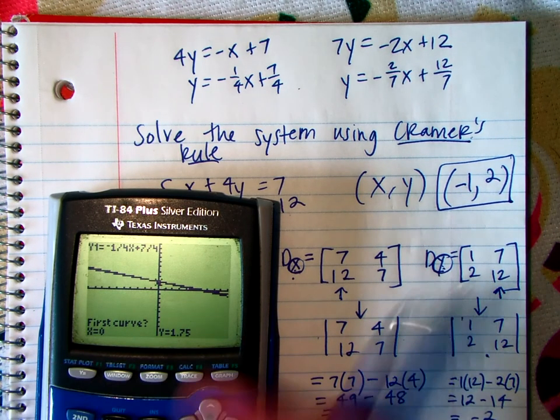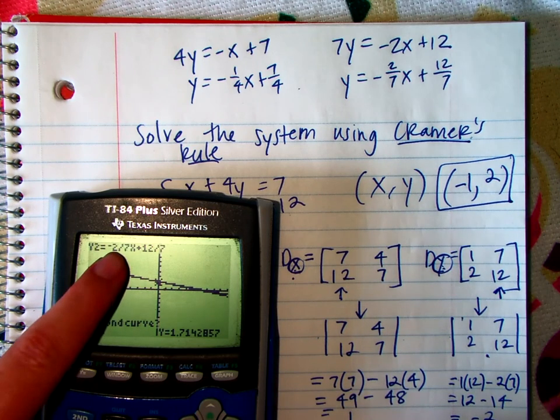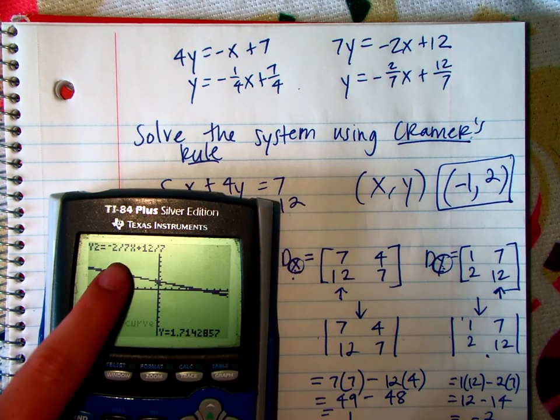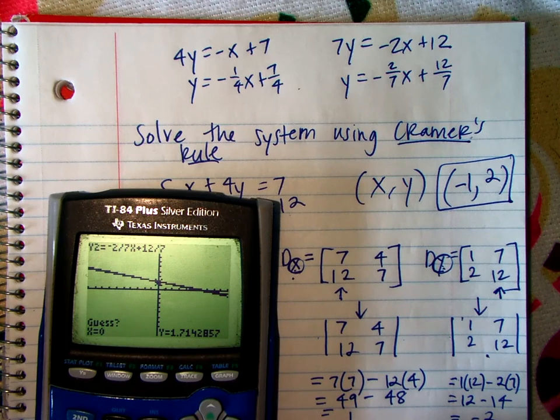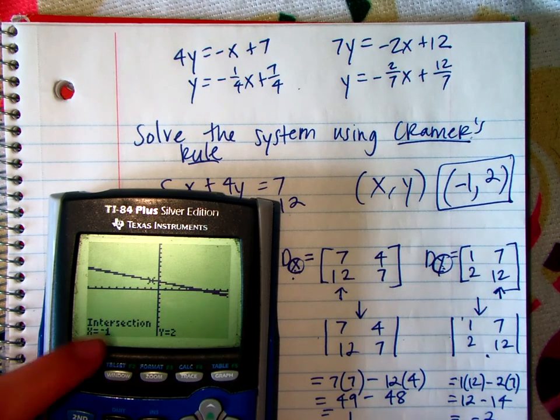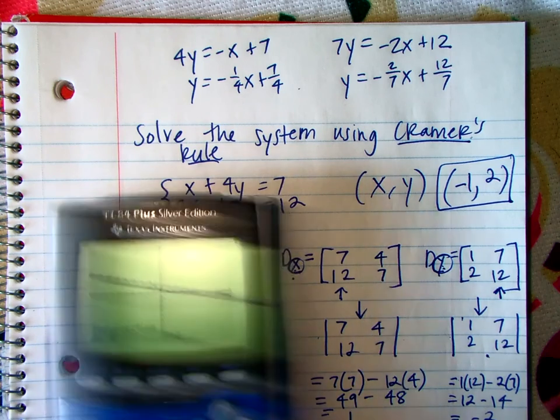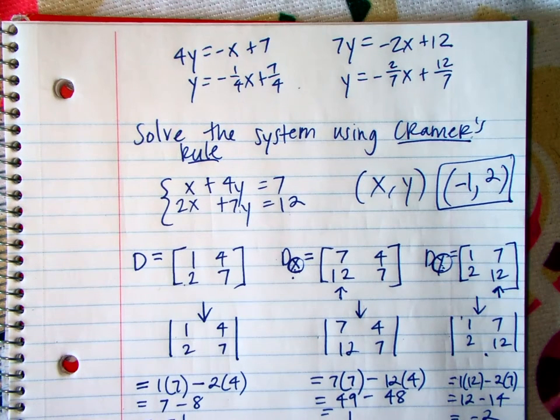function of my calculator. So just first curve, make sure it's the first one we entered. Second curve, make sure it's the second one. Hit enter. You can make a guess if you want to, but remember we talked about that. And it gives us the answer of -1, +2. So this is using Cramer's rule on a 2-variable system.